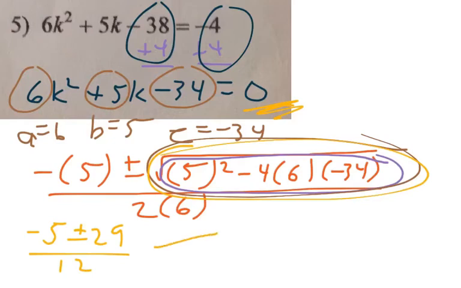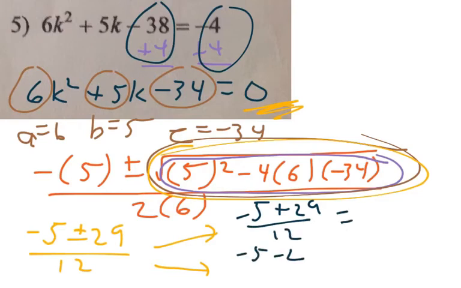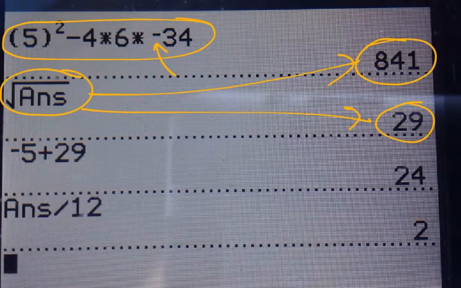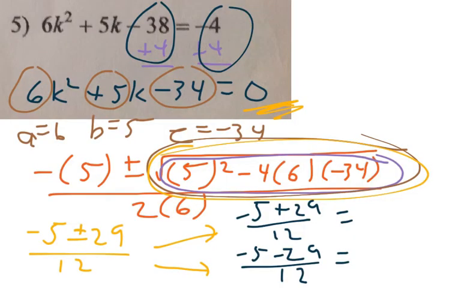And now I'm going to break it apart. And I'm going to do negative 5 plus 29, divide that by 12, get an answer. I'm going to do negative 5 minus 29, divide by 12, and get my second answer. Alright, you ready? Here we go. If we look at my calculator, guys, notice negative 5 plus 29 is 24, divided by 12 is 2. So I know this one is simply 2.